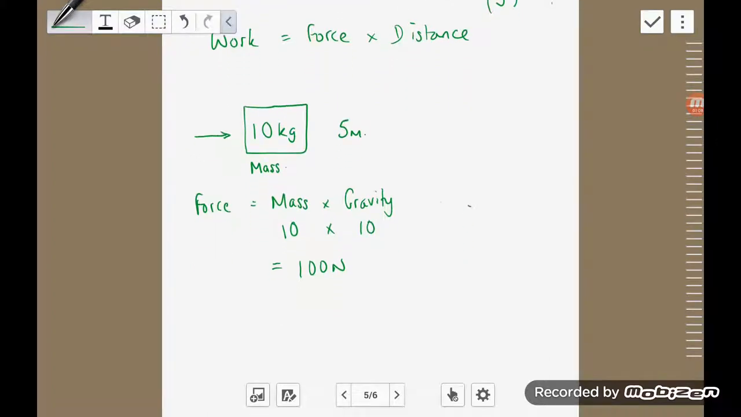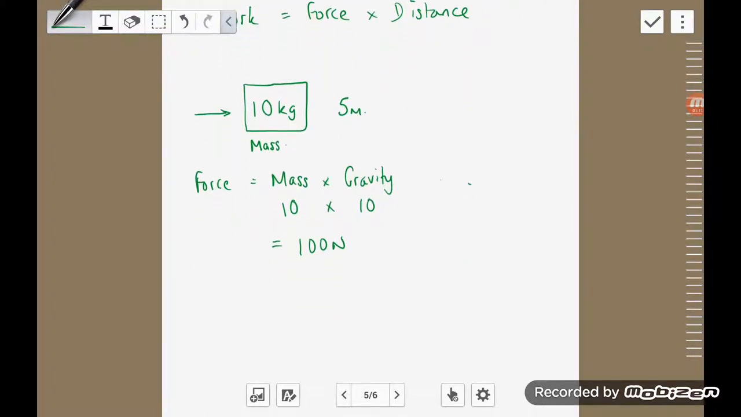So, looking at this, we now have found the force, which is 100 newtons, and we can multiply it by the distance, and so the work done, which is the energy, equals 100 newtons times 5 meters, which equals 500 joules. So it has taken 500 joules of energy to push this block 5 meters. And it really is that simple.